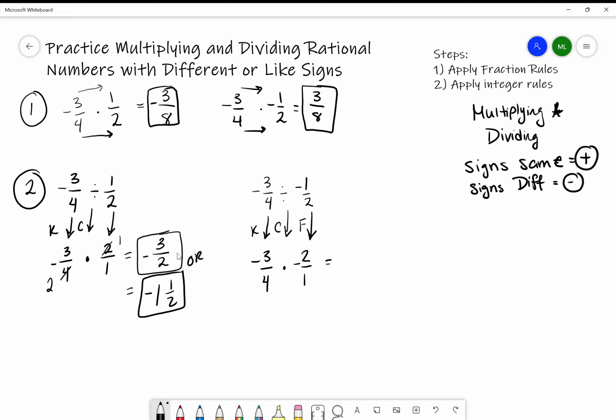I can do cross cancellation here. 2 goes into 4 twice. I can divide them both by 2. But since I have a negative number here, this will now become a negative 1. And this becomes 2. So go straight across. 3 times 1 is 3. 2 times 1 is 2. And they are both negative. Negative and a negative, the signs are the same, so my answer will be positive. It will stay positive. And depending on what is being asked of you, you can keep it as an improper fraction, or you can change it to a mixed number.